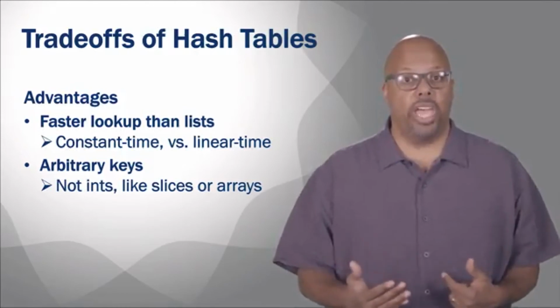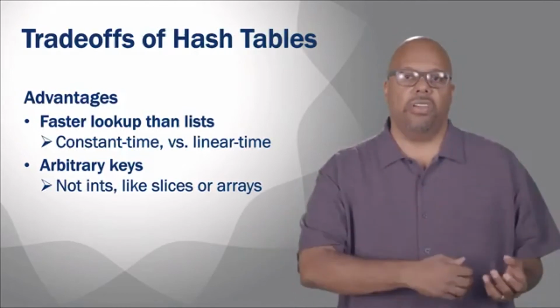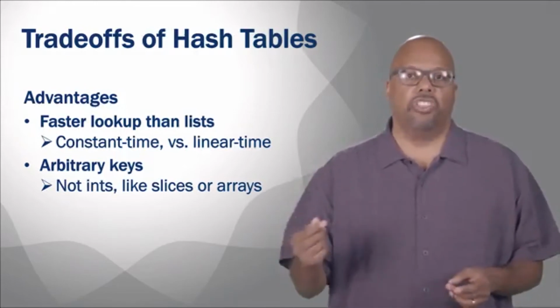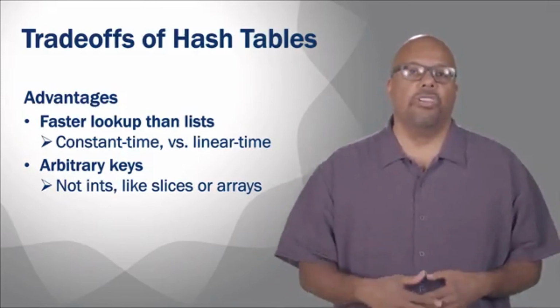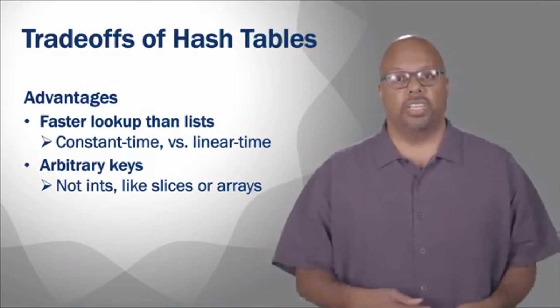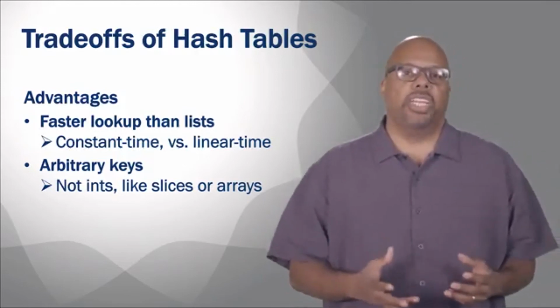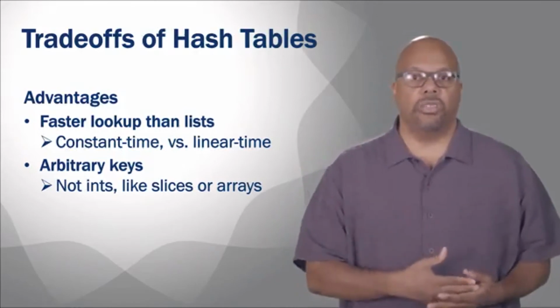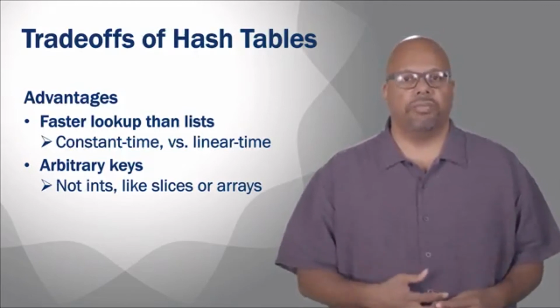It's much more like an array. You take the key, you use the hash function, which takes some constant amount of time, and it gives you the index, and you go straight to that index. So it's a constant time lookup rather than linear time like you would find in a list. Another thing is that you can use arbitrary keys. This is better than slices or arrays where you would have to use integers. You can use arbitrary keys, and those keys can have some sort of meaning to them.